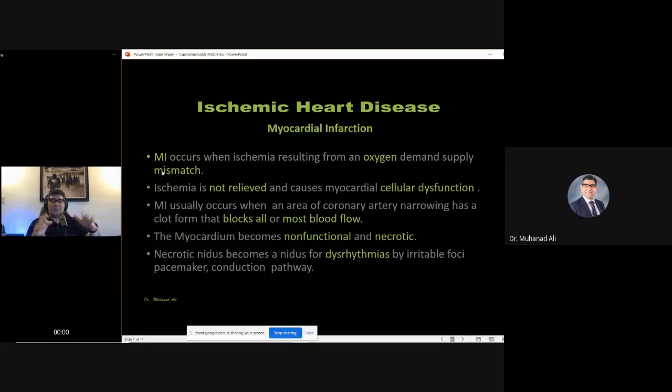Look at why we have these steps of ischemic heart disease. It starts with pain, which may be mild, moderate or severe, and the patient ends up with what? With infarction, which is a kind of necrosis.